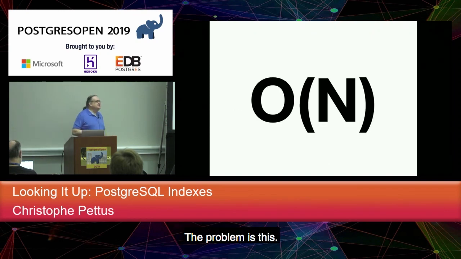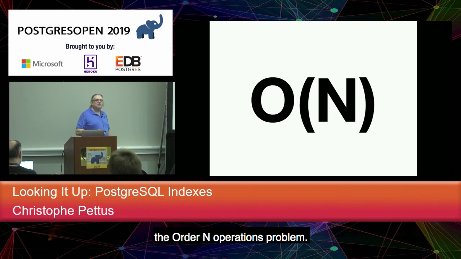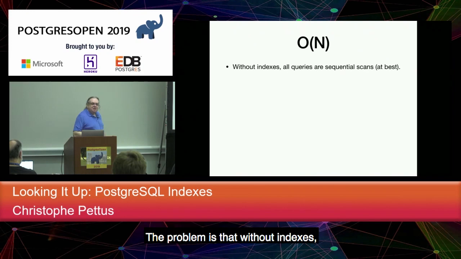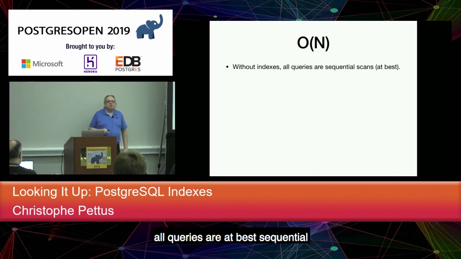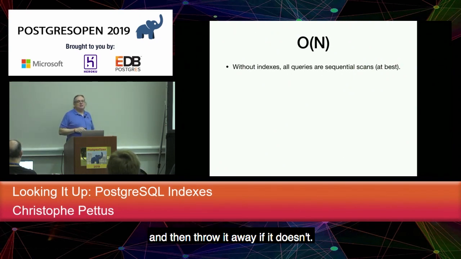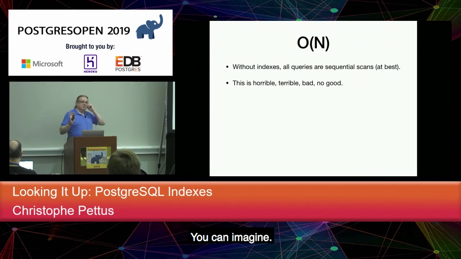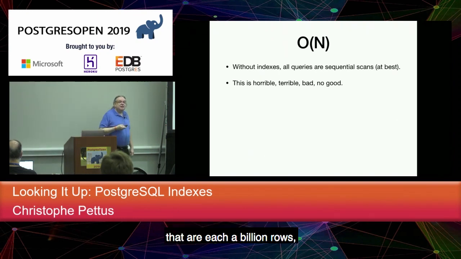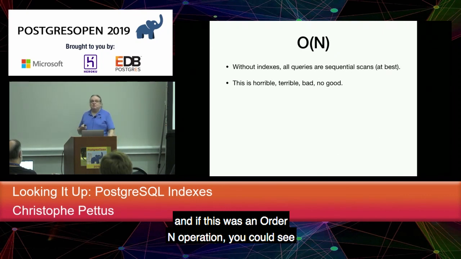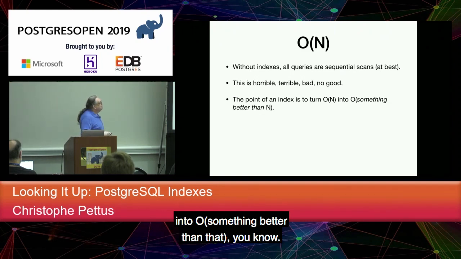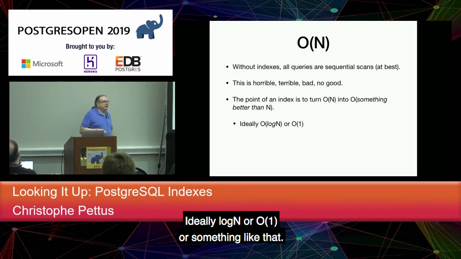The problem is this: the order n operations problem. Operations that take order n are bad. Not as bad as n squared, but without indexes, all queries are at best sequential, because it has to pick up every row, see if it matches the predicates, and then throw it away if it doesn't. This is really bad. Imagine a billion row table. Even worse, you're doing a join on two tables that are each a billion rows. If this was an order n by m operation, you could see that this would get out of control very, very fast. The whole point of an index is to turn this n into something better than n, ideally log n or order 1 or something like that.